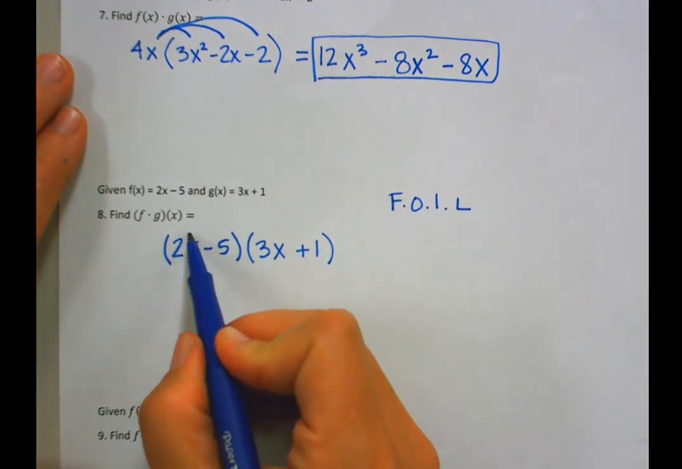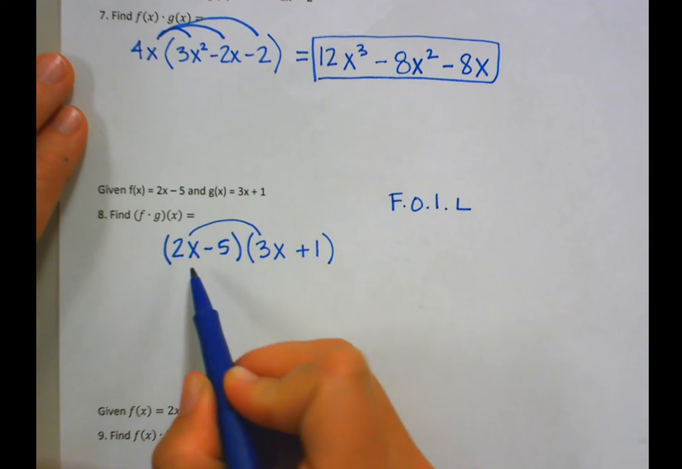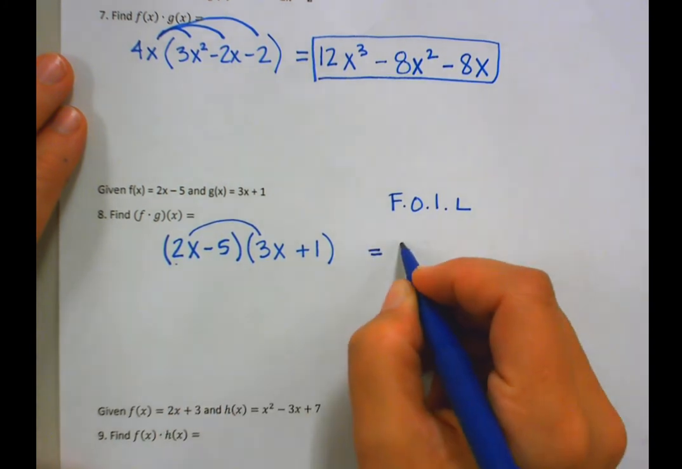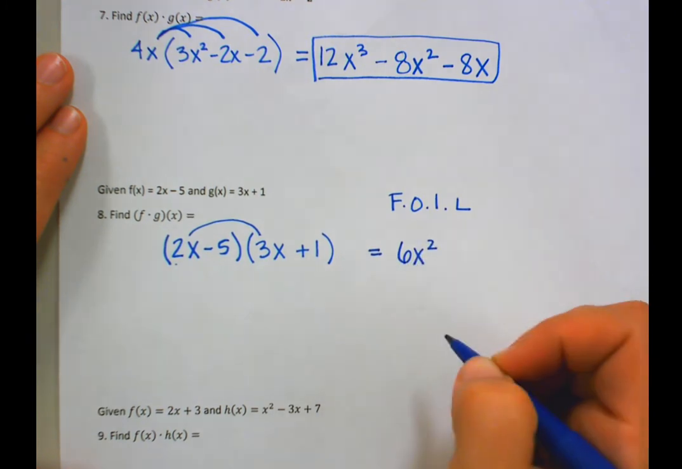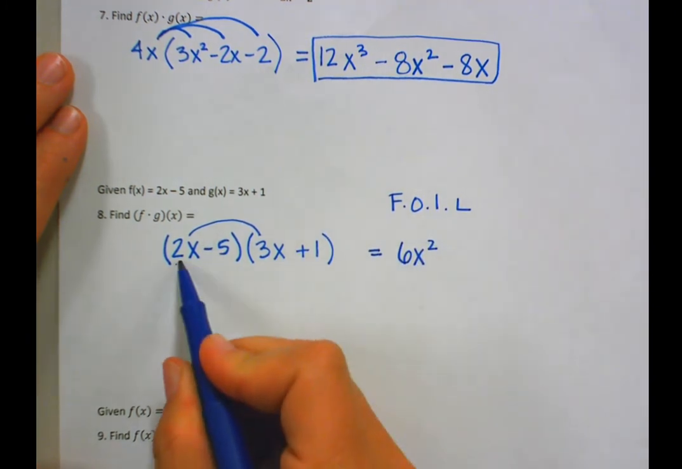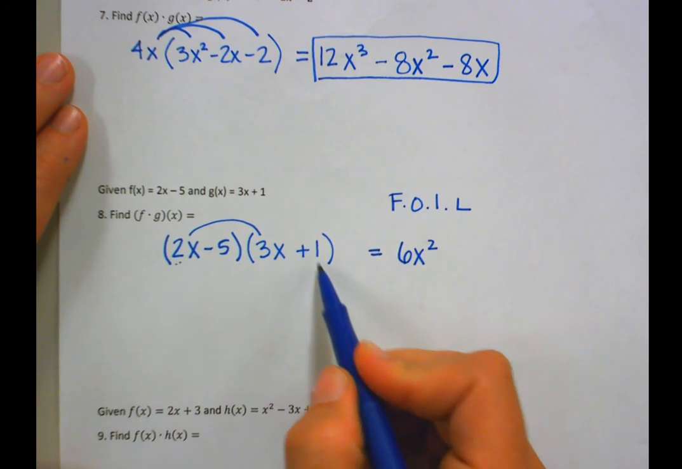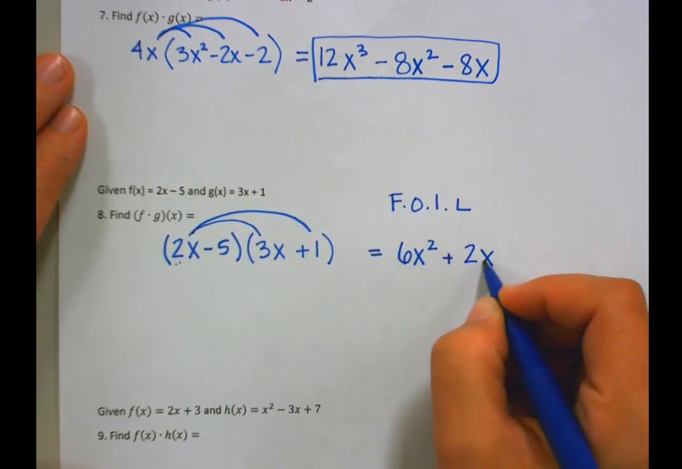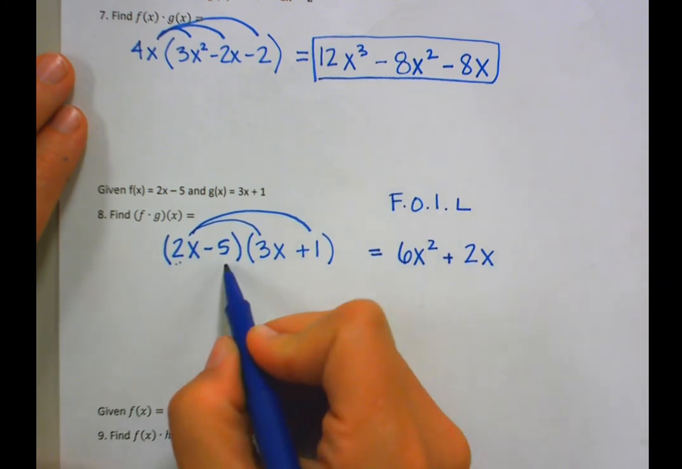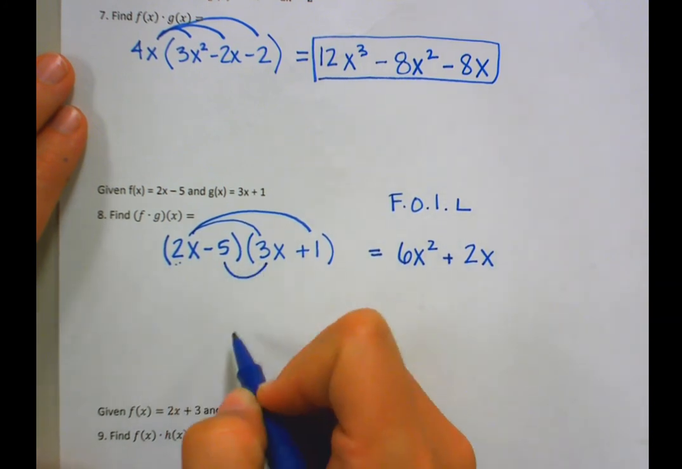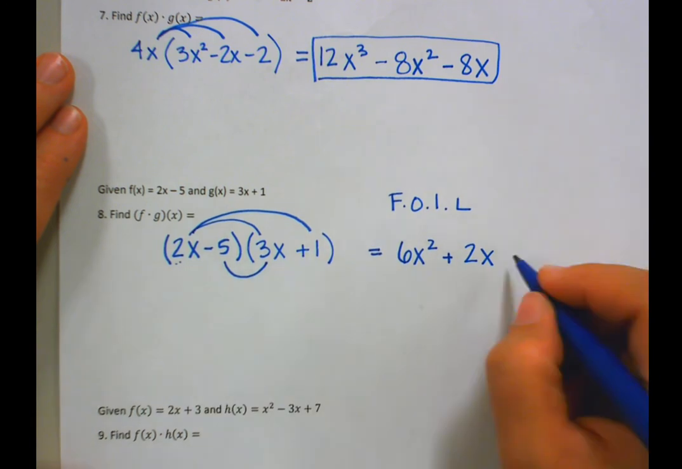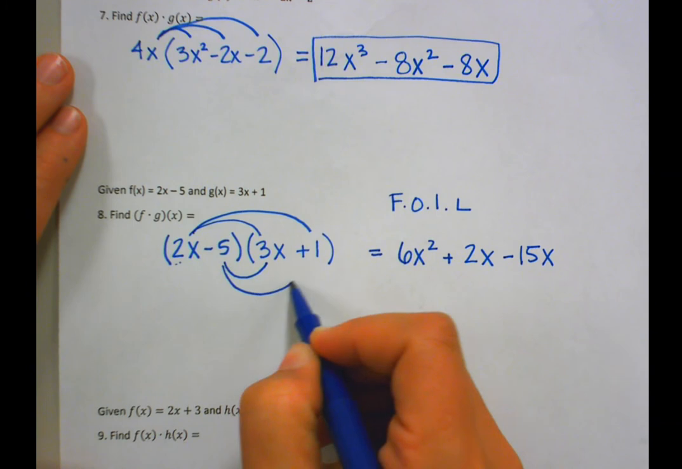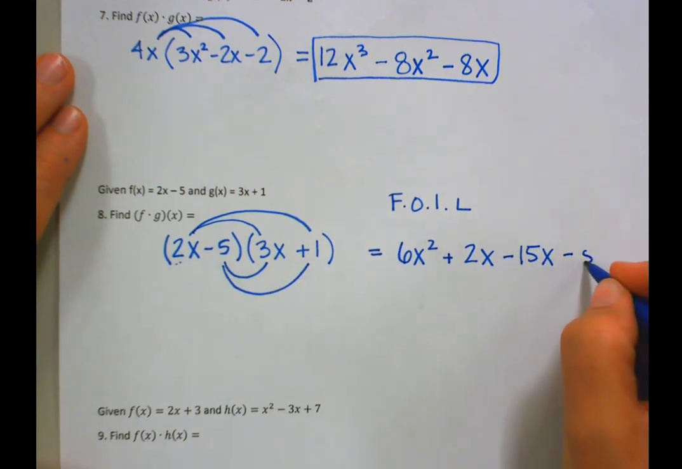So I'm going to multiply 2x times 3x. That means the first term in both polynomials. So 2x times 3x would give me 6x squared. Then I'm going to multiply the outside terms, so this term and my 1. So 2x times 1 would give me 2x. Then I multiply the inside terms together. So negative 5 times 3x gives me negative 15x. And then negative 5 times 1 gives me negative 5.